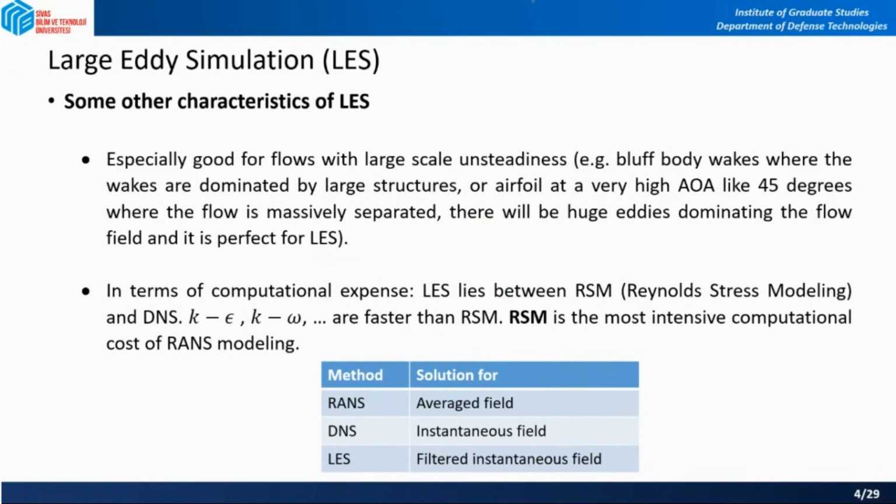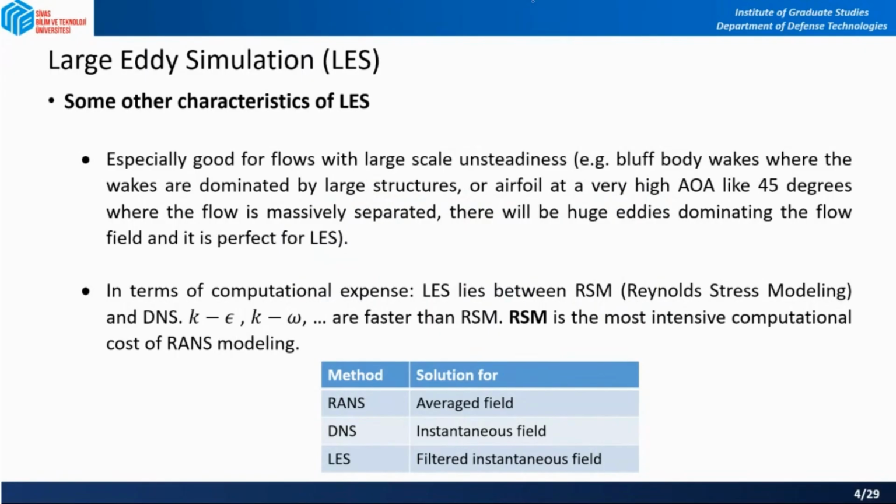In terms of computational expense, LES lies between Reynolds stress modeling, RSM, and DNS. So we will talk about RSM later. So these k-epsilon, k-omega, and these modelings, which you might have heard before, these are faster than RSM, Reynolds stress modeling. But Reynolds stress modeling itself is the most computationally intensive of RANS modeling.